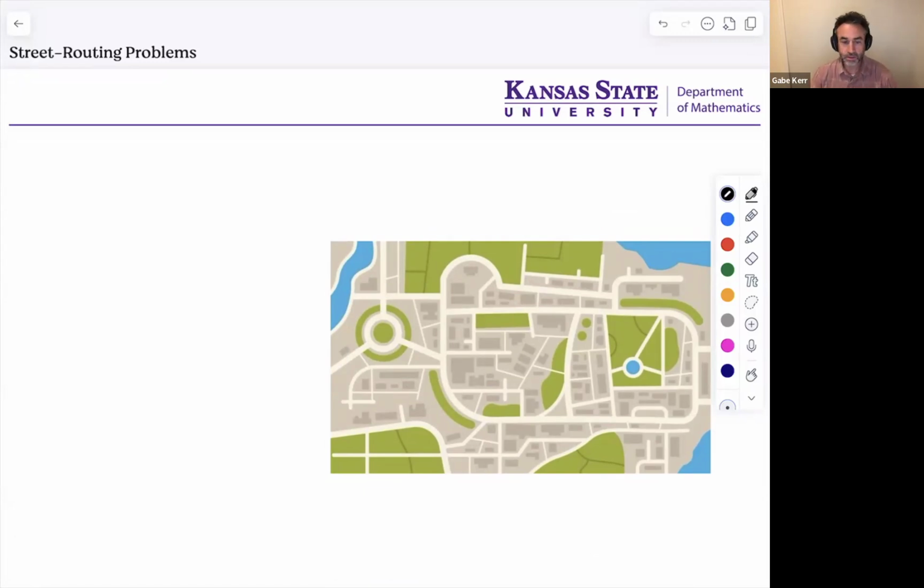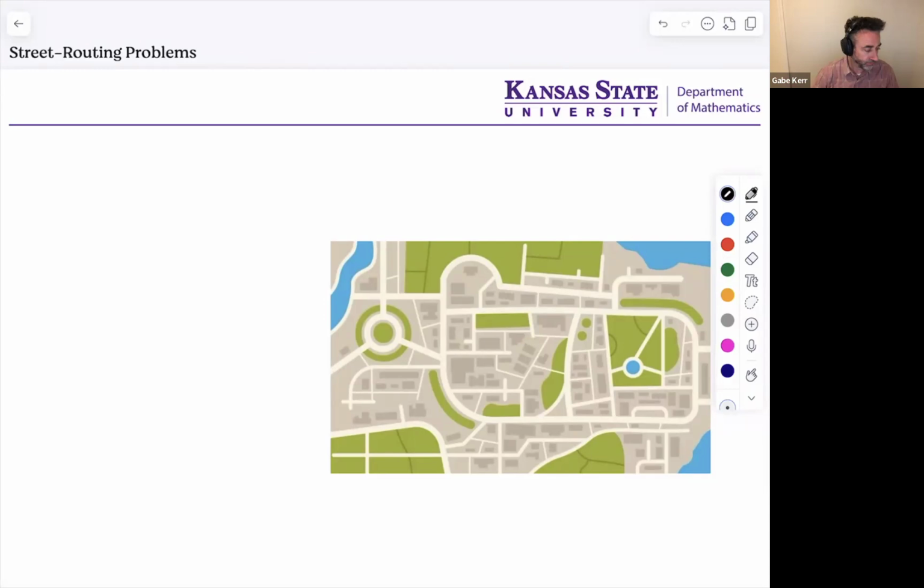Hello, everyone. In this video, I wanted to talk a little bit about this section on street routing problems. This is an introductory section to graph theory, which is what we'll get into in the next video. However, there are some real-world problems that we talk about in this section that we will model using mathematical graphs in the next few sections.